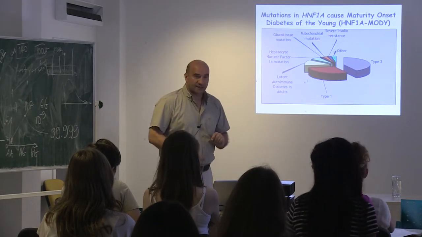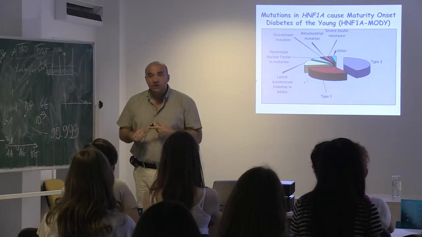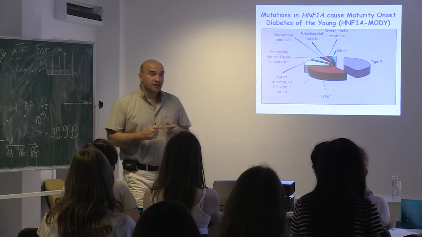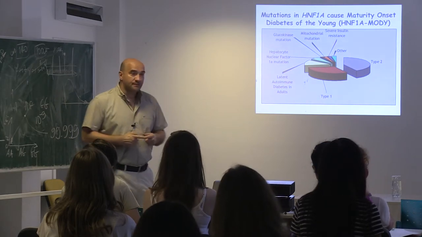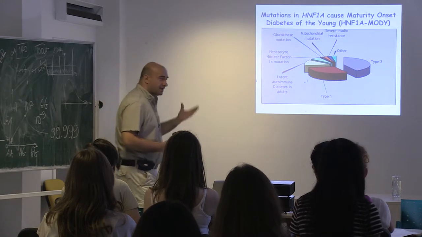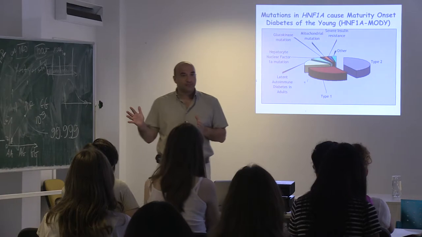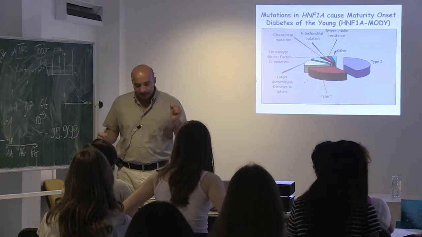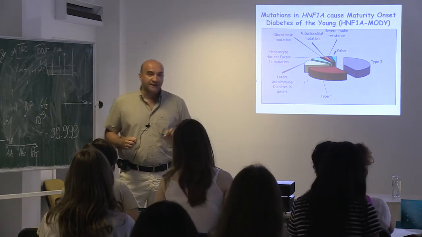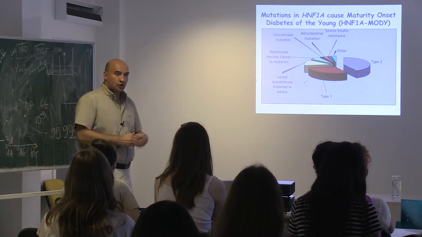Interesting thing about HNF1-alpha is that if you have a mutation in HNF1-alpha, you develop something called MODY, which is maturity onset diabetes of the young. So you practically have diabetes, have all the symptoms of diabetes. You cannot control your glucose level in blood. And even a single defective copy of this gene is sufficient to cause the disease.